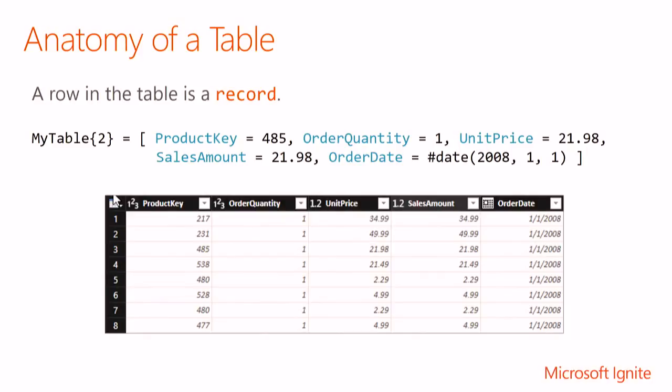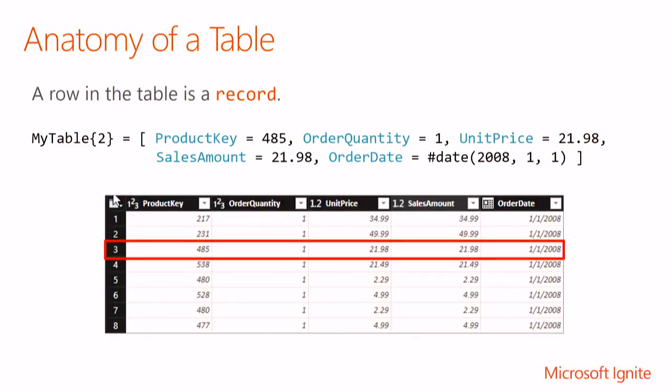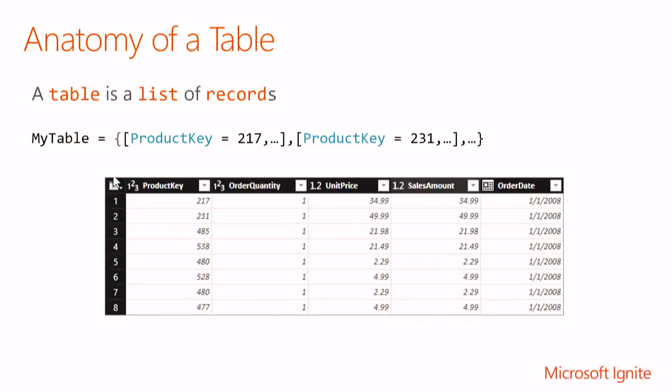If I wanted to refer to a single row, for example, my table 2, so M is 0-based index rather than 1, which drives Excel users crazy. It's also case sensitive, which also drives Excel users crazy. But if I want to refer to the third row of my table, it would look like this, and I'd get back a record with all of my columns as fields in that record. Finally, if you think of a table, it's actually a list of records, right? So it's this whole thing, my list of columns with each record.